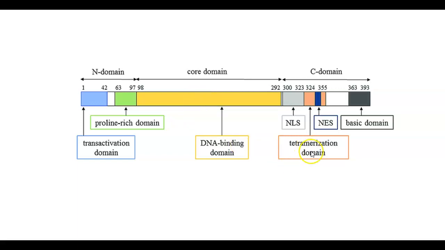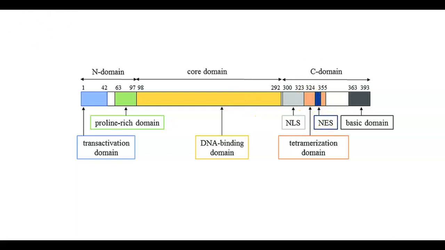So the tetramerization domain, that already kind of gives you a hint that this is a quaternary protein, and in fact it is. So as you learned in the last video, you have your primary, secondary, tertiary, and quaternary. P53 is a quaternary protein, which means there are 4 little subunits that are all glued together, and this is basically an area of the protein that has to do with gluing them together.